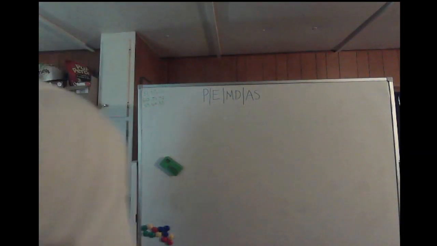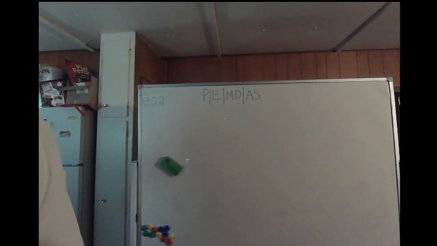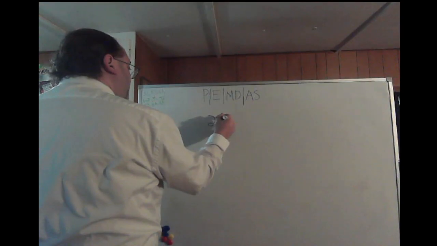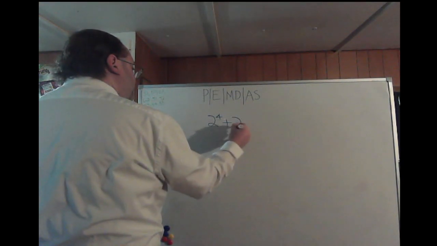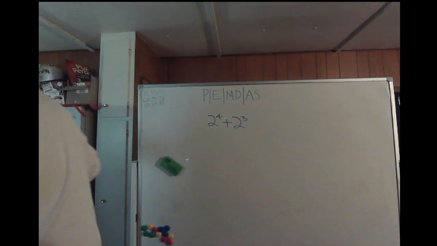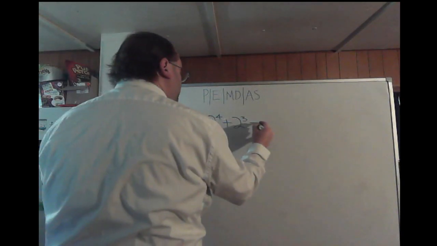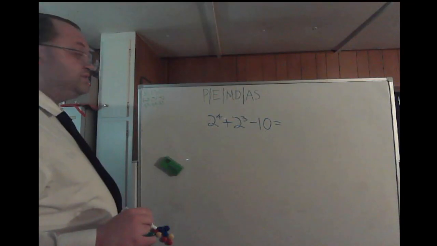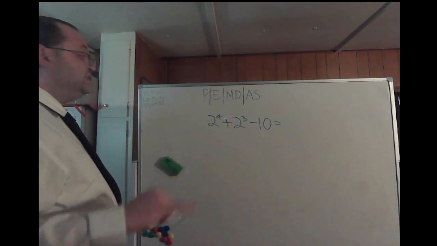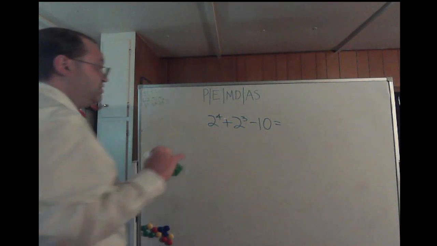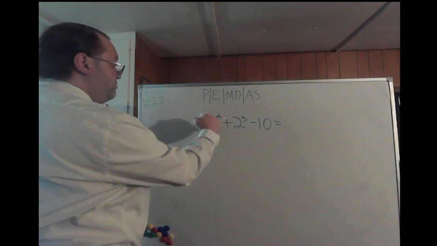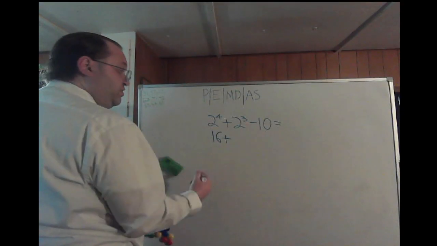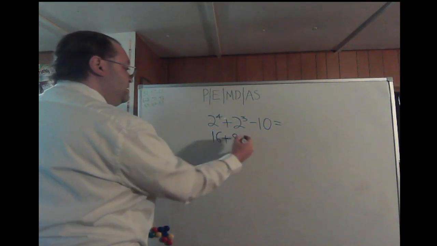Alright, what's the next one here? We have 2 to the fourth plus 2 to the third minus 10. Well, let's look at the order of operations. We don't got parentheses, right? Check that off. We don't have any parentheses, but we do have exponents, so those have to be solved first. 2 to the 4th power is 16, plus 2 to the 3rd power, that's 8, then minus 10.